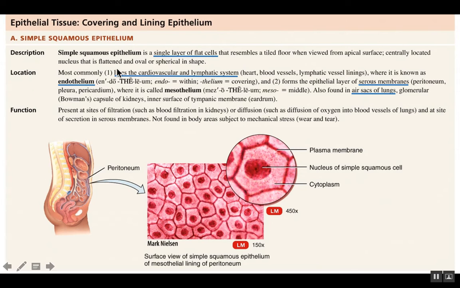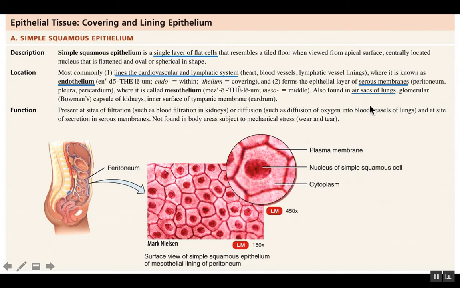Well, one is it lines the inside of your cardiovascular system. So on the inside lining of your heart and the inside lining of blood vessels, you have this very thin layer of cells. In those organs, we call that the endothelium. Okay? Endo means inside, so it's an inside lining of the cardiovascular and the lymphatic system.